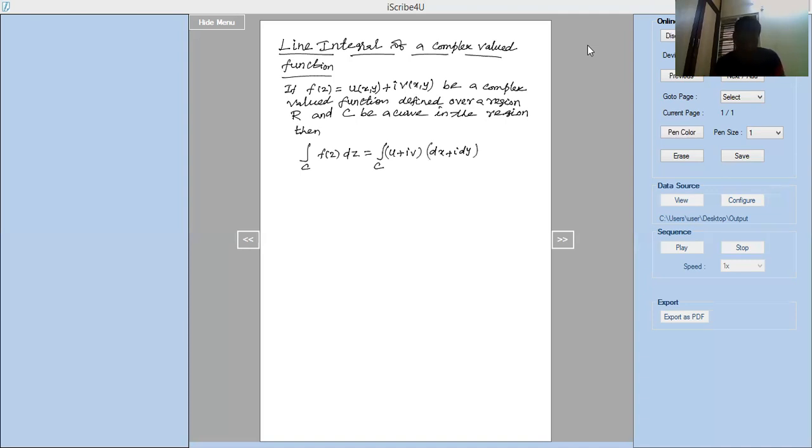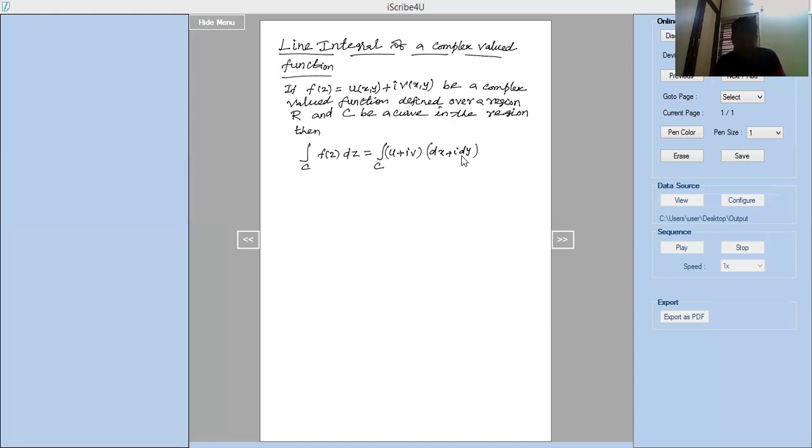Now, if you multiply this, you will get u into dx, then u into i dy, then iv into dx, then i into i, which is i square, into v into dy. Multiply and simplify, with i square equal to -1. If you evaluate this integral along that line, you will get the required solution for the given problem. This is the formula we should use to find the integral for the given function f of z along that line in the given region.